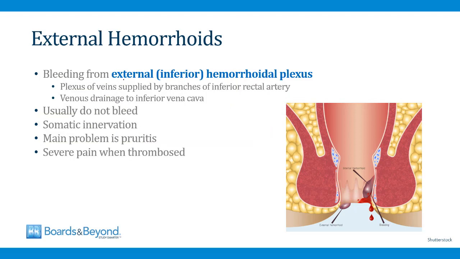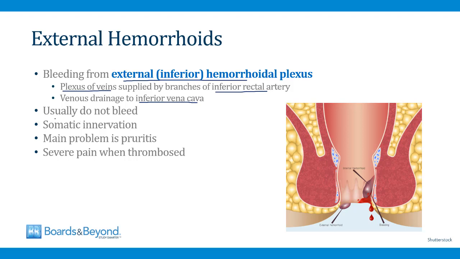When external hemorrhoids bleed, the bleeding comes from the external or inferior hemorrhoidal plexus. This is a plexus of veins that is supplied by branches of the inferior rectal artery, and the blood from this plexus drains into the inferior vena cava, not the portal vein, so these types of hemorrhoids are less common in patients who have portal hypertension.